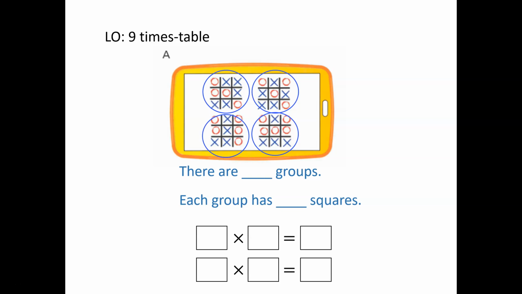There are 4 groups. Each group has 9 squares. So we can say there are 4 groups of 9, and we write this as 4 times 9 is equal to 36. Using commutativity, we know that we can say 9 times 4 is equal to 36.